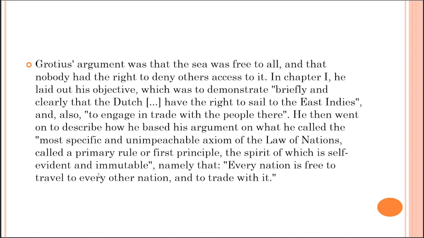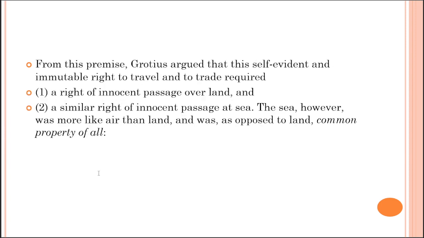He then went on to describe how he based his argument on what he called the most specific and unimpeachable axiom of the law of nations, called a primary rule or first principle, the spirit of which is self-evident and immutable, namely, that every nation is free to travel to every other nation and to trade with it.